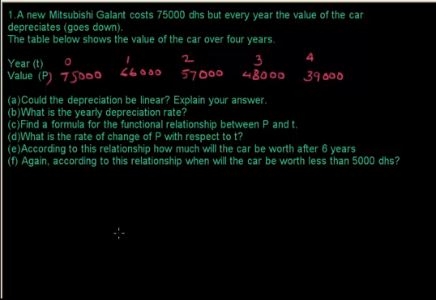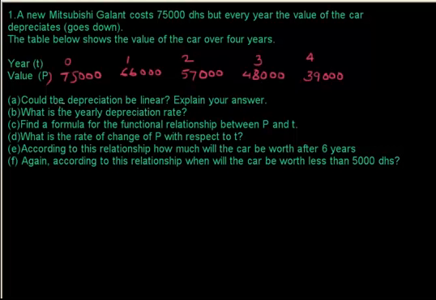Now we will look at a word problem for the linear function. A new Mitsubishi Galant costs 75,000 dirhams, but every year the value of the car depreciates, meaning it is decreasing. The table below shows the value of the car over 4 years. Because the value is decreasing, the rate of change is negative, as you can see. Based on this data, we are going to answer the following questions.